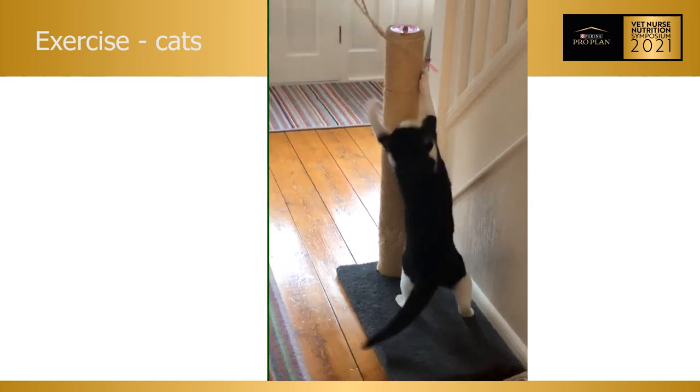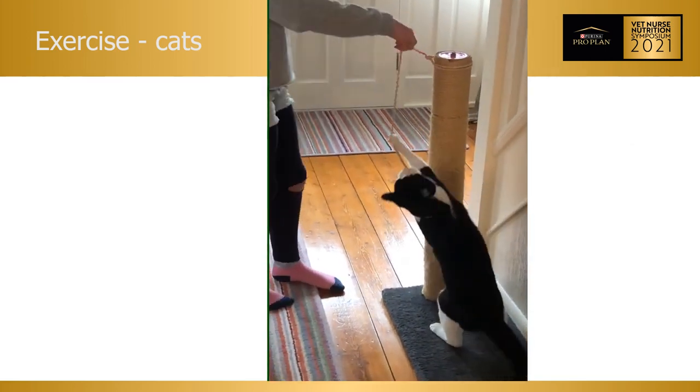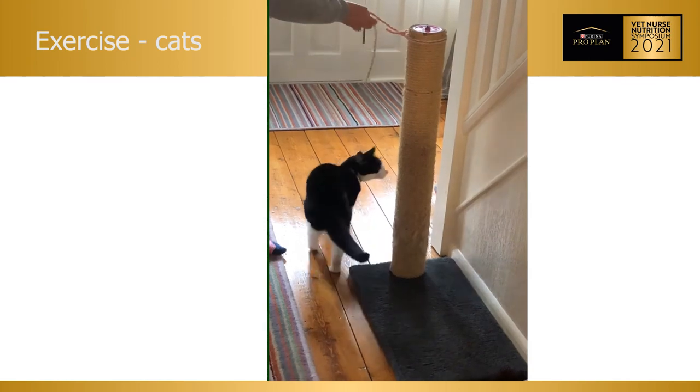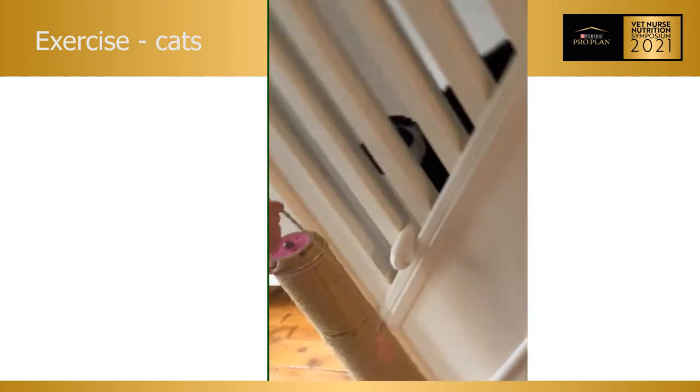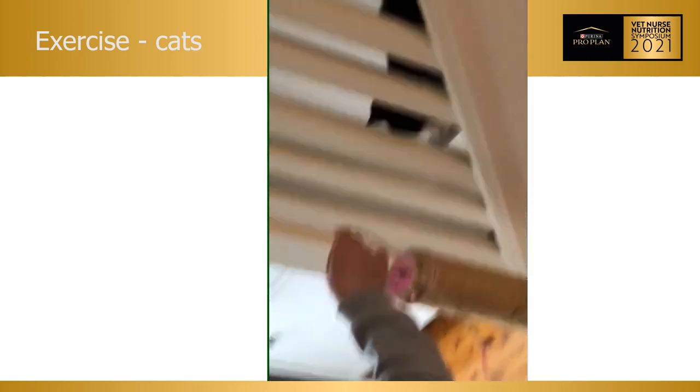Okay, so I thought I'd throw in a little video here of my cat Moo, demonstrating how even just the use of a scratching post can be beneficial. It can be really useful in increasing range of motion in the forelimbs of cats.